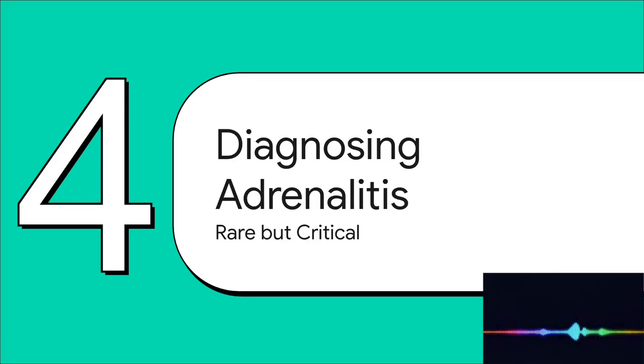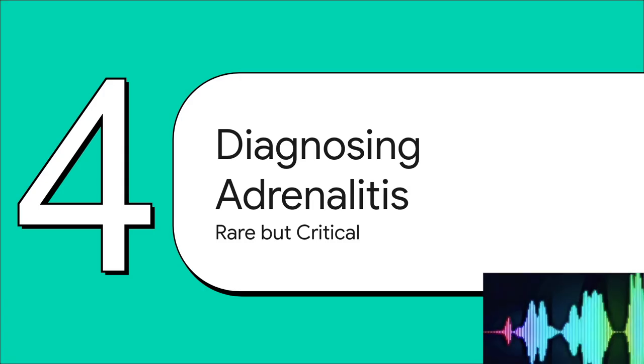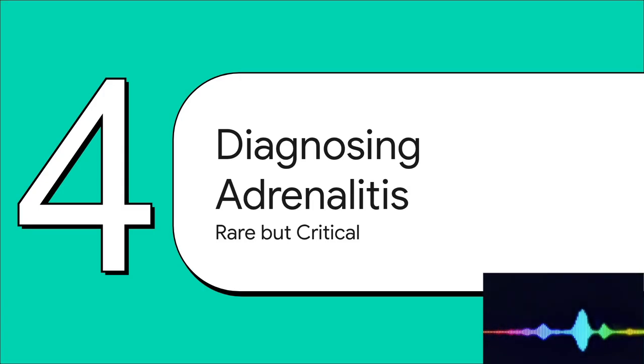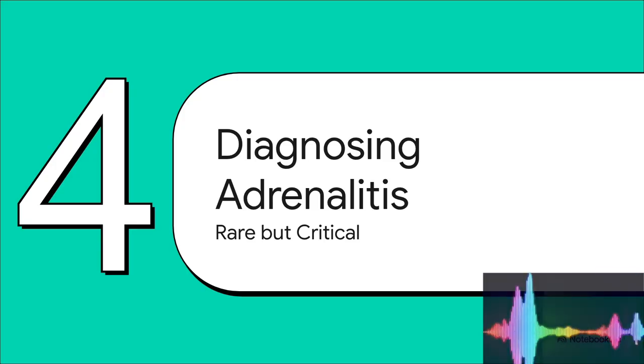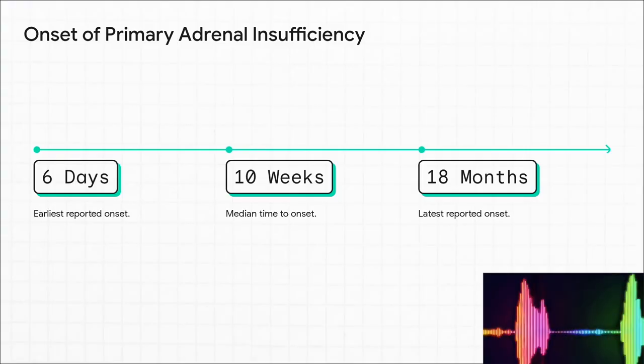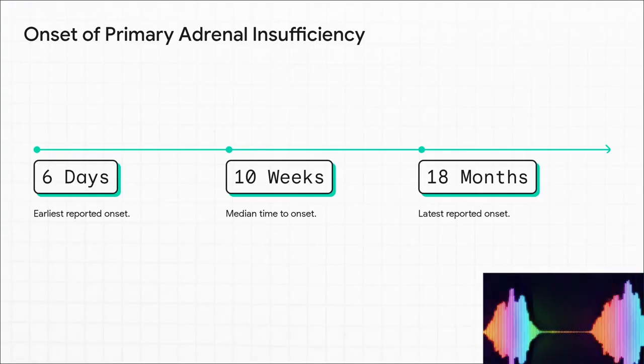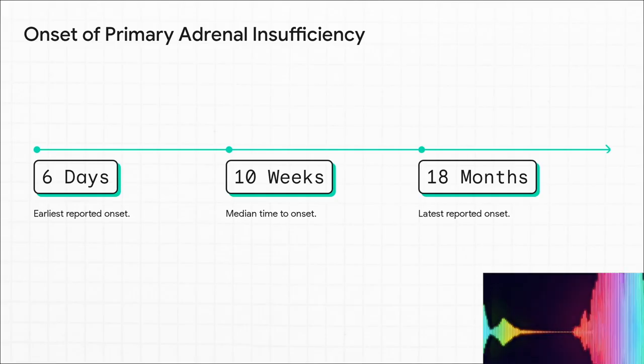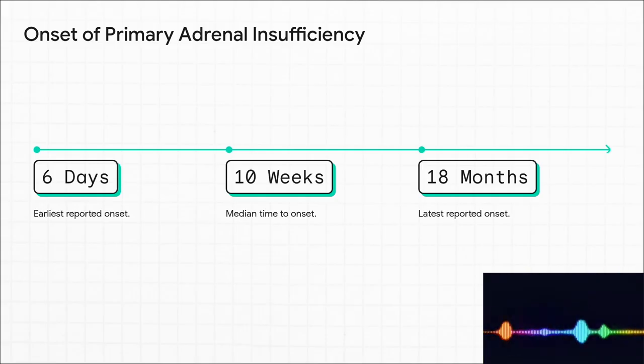All right, let's shift gears to primary adrenal insufficiency, or adrenalitis. Now, this is much rarer than hypophysitis, but it is equally critical to diagnose and fast because of how severely these patients can present. The timeline here is actually very similar to hypophysitis, clustering right around a median of 10 weeks after therapy starts. And that means you can't rely on timing. You have to rely on the biochemistry to tell them apart.